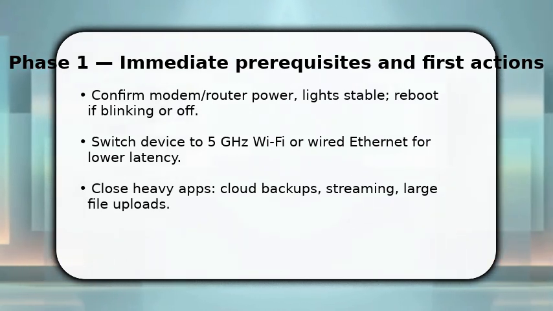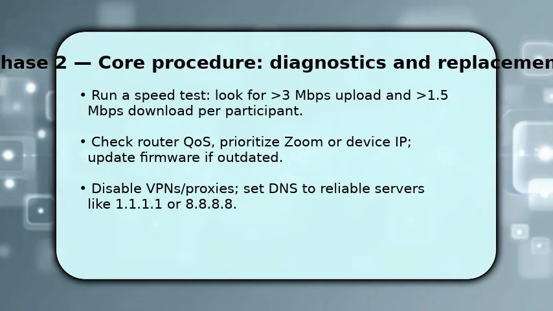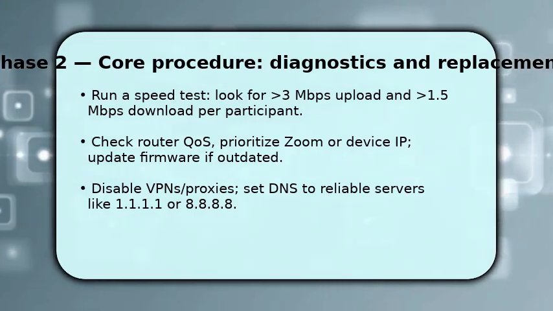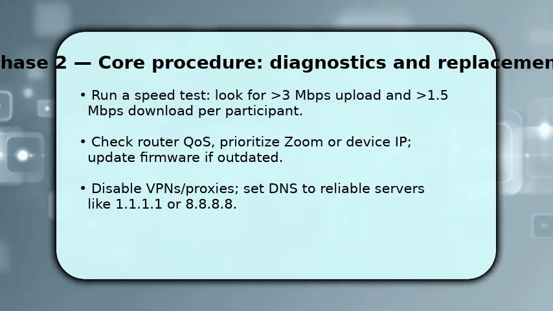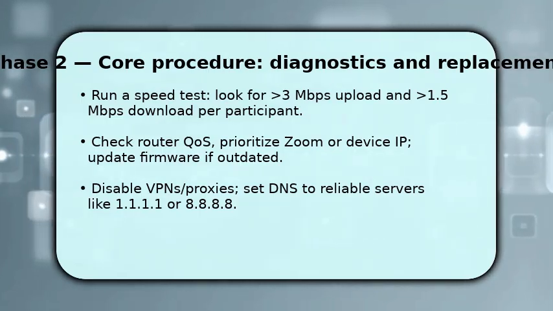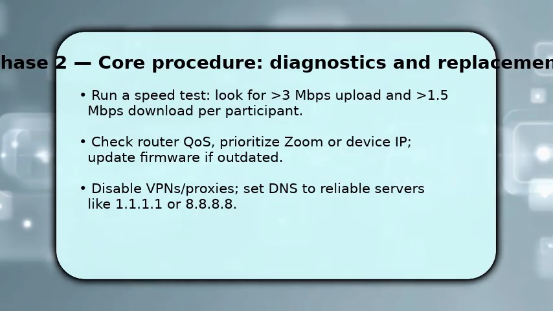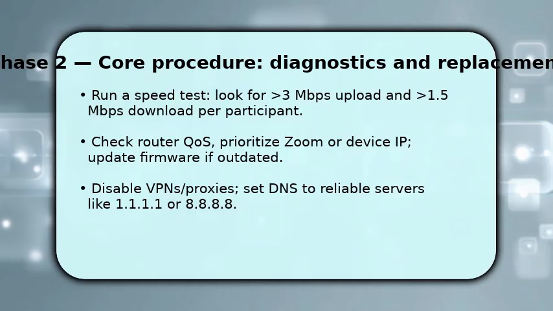Now you diagnose the connection, run a speed test, and confirm upload and download meet Zoom's needs. If speeds are low, identify congestion. Next, log into the router, enable or configure CoS to prioritize Zoom traffic or your device IP. This shapes bandwidth when multiple users are active.